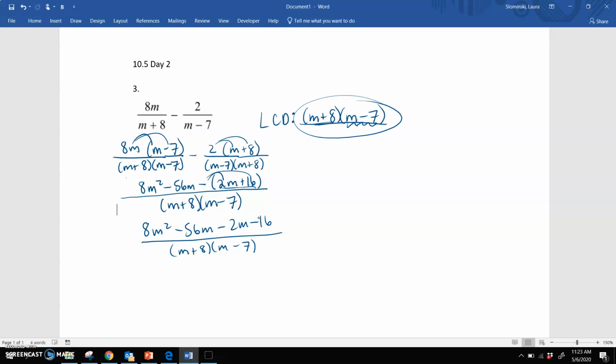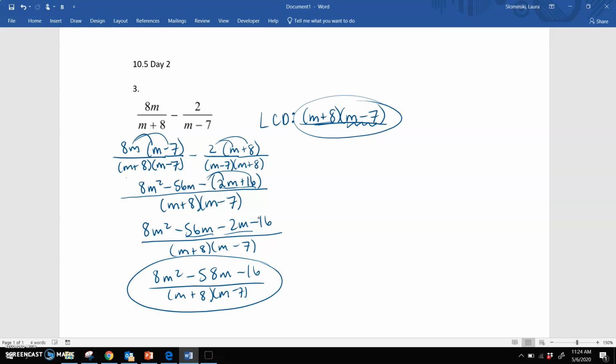All right, so I'm here, and last but not least, I combine like terms. I have 8m squared on top. I have a negative 56 and a negative 2m gives me negative 58m minus 16. And we can just leave the bottom in factored form. So my final answer should be 8m squared minus 58m minus 16 divided by m plus 8 times m minus 7.